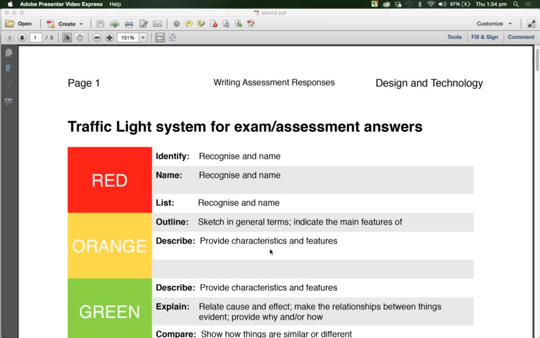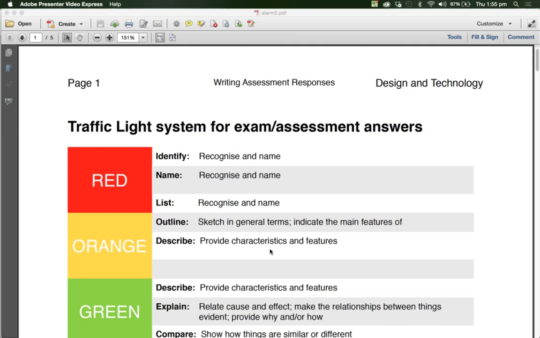Alright, I've got what I call my traffic light system. This is both for me to provide feedback, but also to help you plan. You'll notice it starts off with red. These are your basic terms for questions in the Board of Studies key terms. So you'll notice identify, name, and list are in that area.